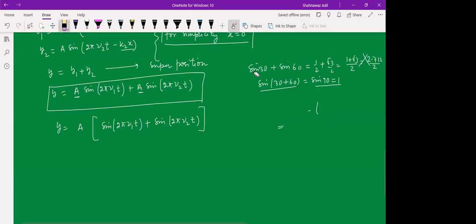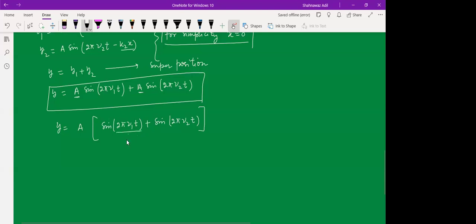Now we have to figure out what this relation is. This is sine C plus sine D. Let me write it because A is already there. What is the formula for sine C plus sine D? Do you remember?